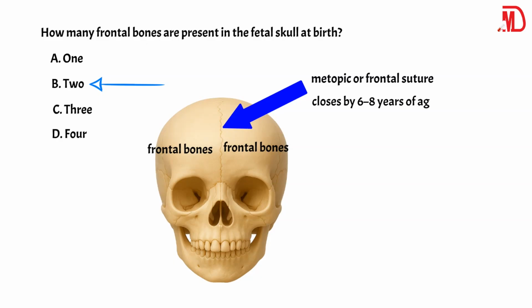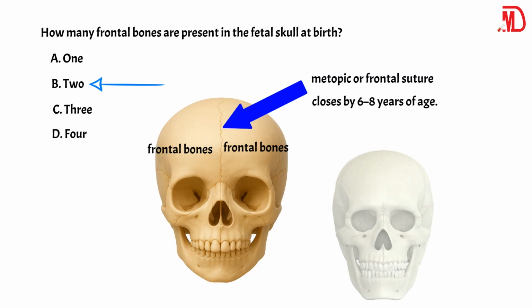This becomes true later in childhood, after fusion. 3 and 4 are not anatomically correct for the frontal region. So at birth, the fetal skull consists of two separate frontal bones.